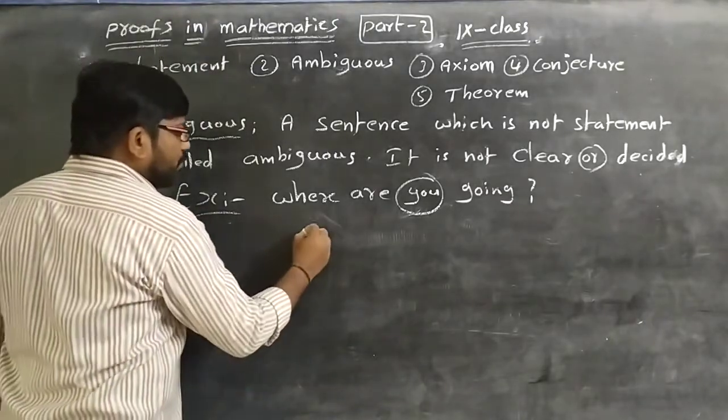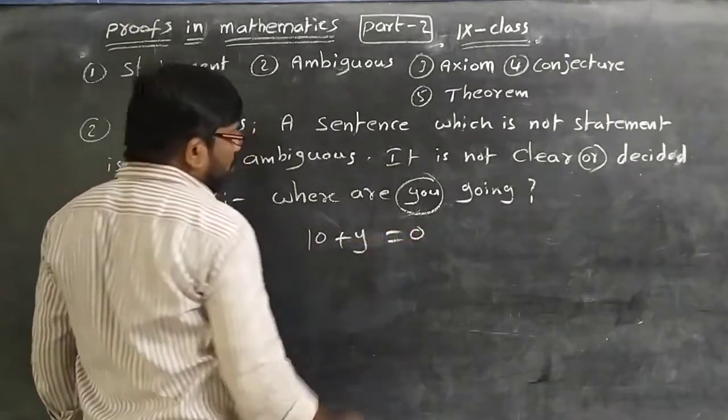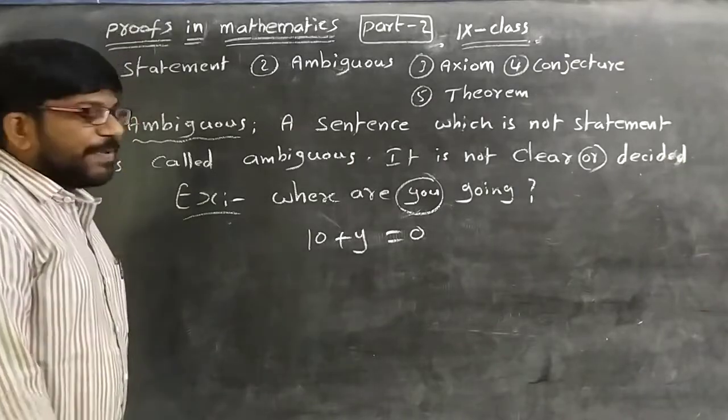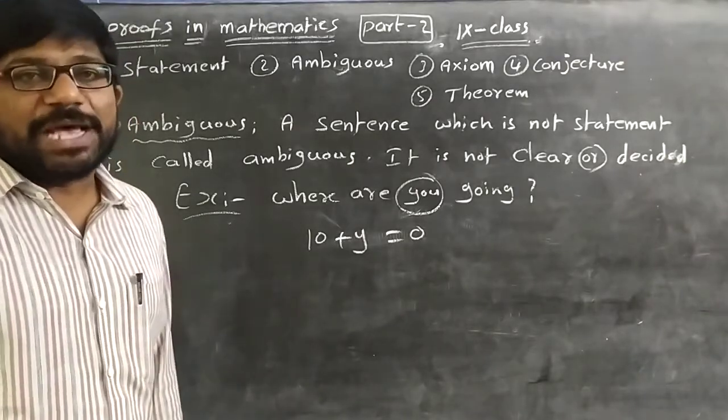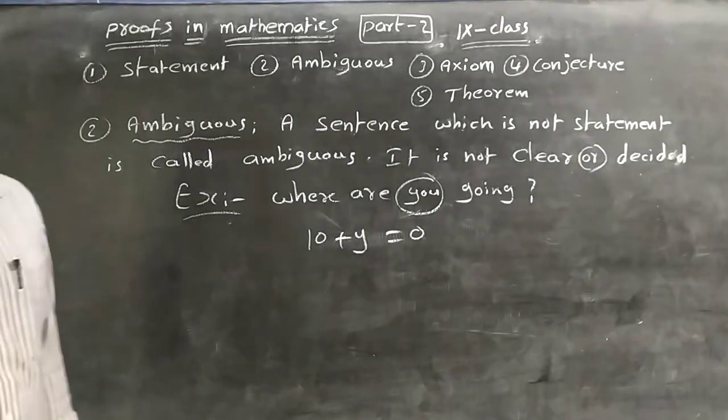Next, 10 plus y is equal to 0. It is also ambiguous. In this way we can write many more examples. Okay, next, let's go for the next definition: axiom.